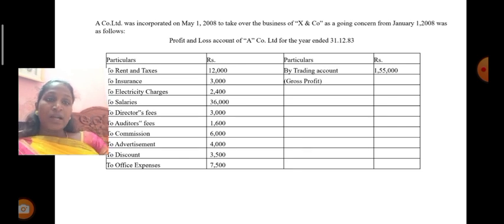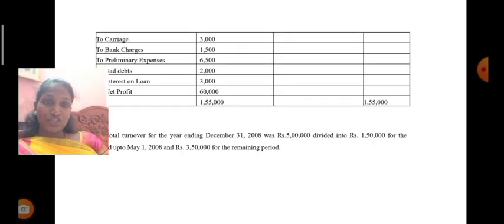Again we need to find the sales ratio. For that, the total turnover for the year ending 31st December was 5 lakh, divided into 1,50,000 for the period up to May, that is the pre-incorporation period, and for the post-incorporation period rupees 3,50,000. So the ratio will be 3:7.